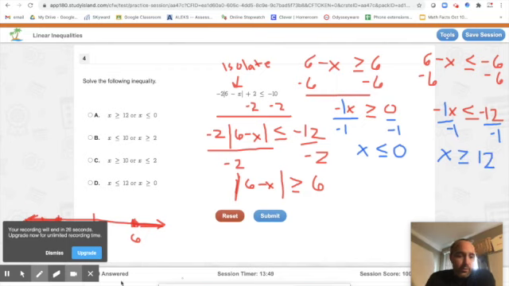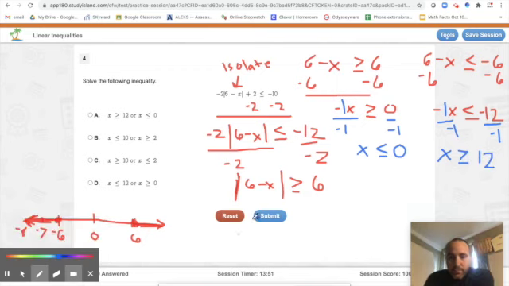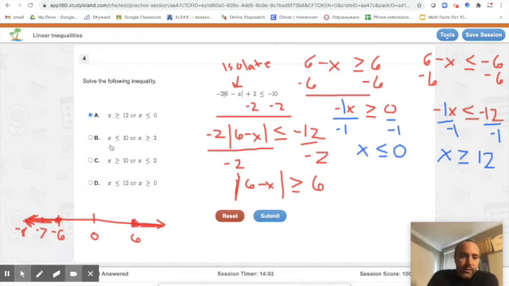See, I knew we were going to take up most of the time here. So now our answer is x is less than 0 or greater than 12. We're looking at A.